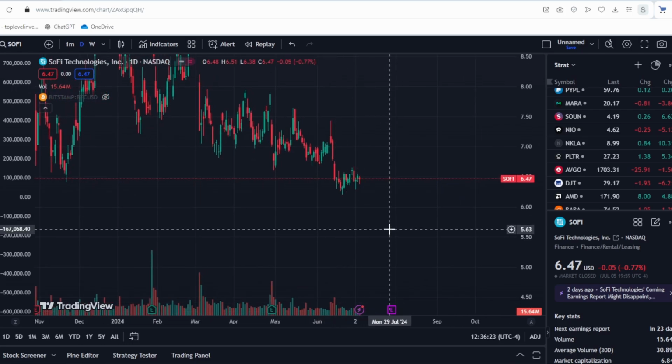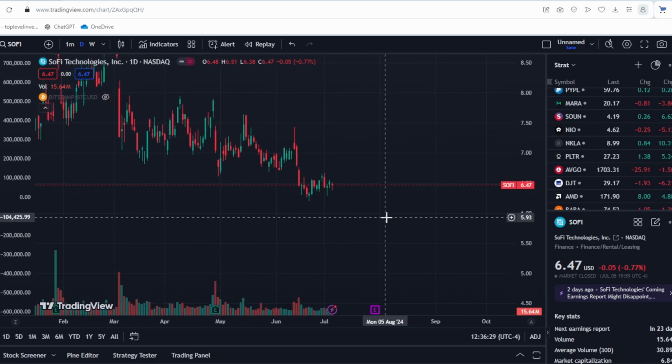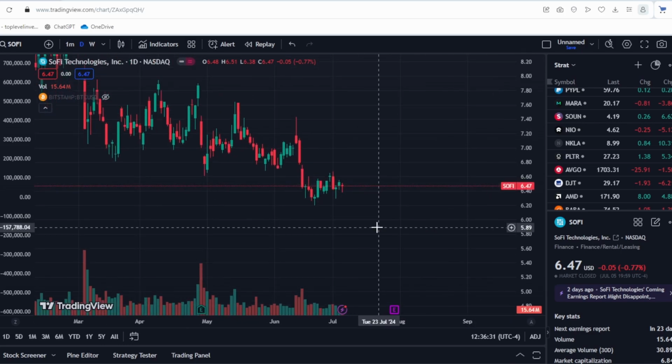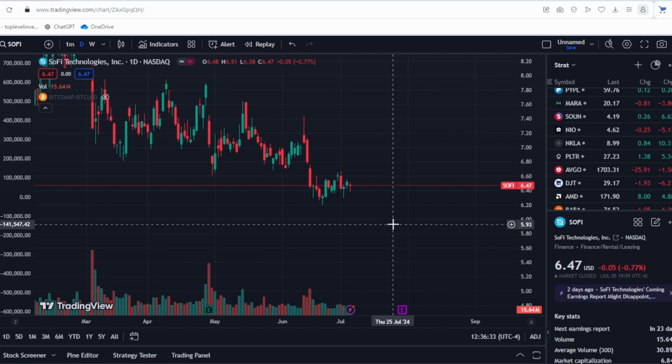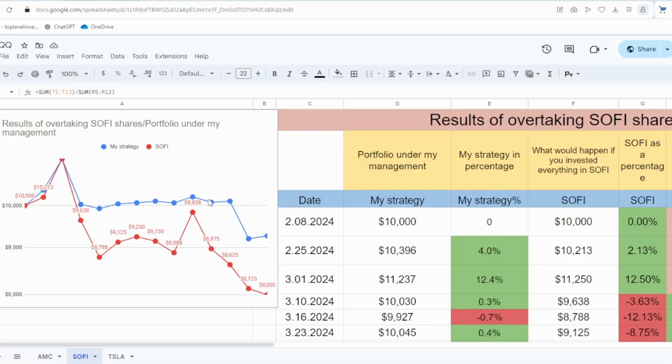However, I want to emphasize that I'm not aiming for miracles. My primary goal is not to achieve a 100% profit from some incredible stroke of luck, but to manage my positions competently. Looking at my portfolio, you can see that my strategy is gradually outperforming SOFI stock, the blue line. The red line represents SOFI stock, which is currently underperforming compared to my strategy.